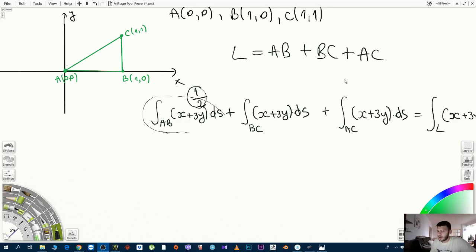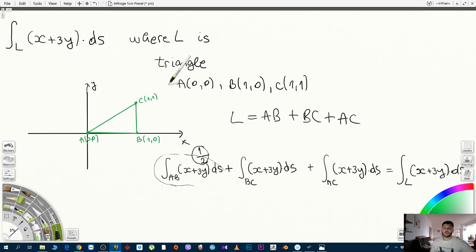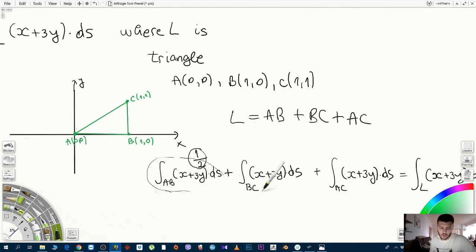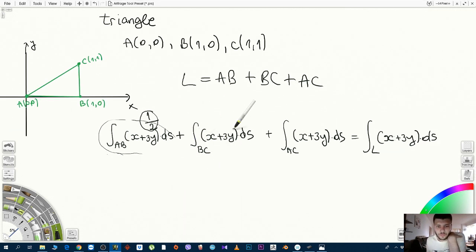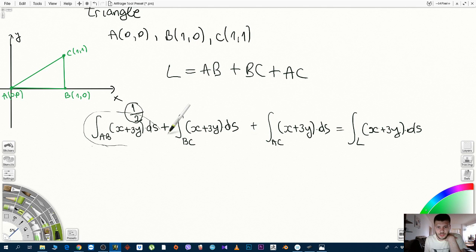Hi guys, my name is Vlada, and in this video we will continue the problem from the previous video, integration over the triangle. So we divided the triangle in three straight lines. First was AB, second was BC, and the third was AC. So we did integration over this straight line AB, and in this video we will do integration over this line BC and over line AC. The final solution will be the sum of these three integrals.